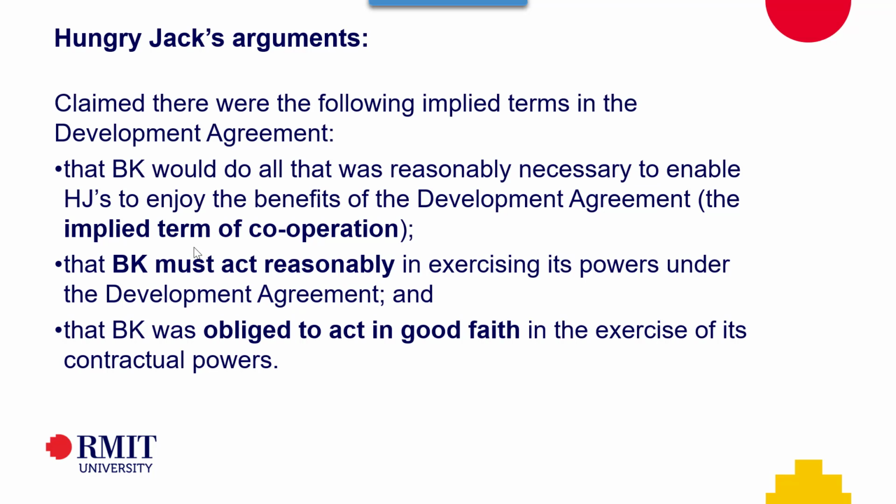So Hungry Jack's said that the following terms were implied into the development agreement: that Burger King would do all that was reasonably necessary to enable Hungry Jack's to enjoy the benefits of the development agreement, so an implied term of cooperation, and that Burger King must act reasonably in exercising its powers under the agreement, and that Burger King was obliged to act in good faith in the exercise of contractual powers.